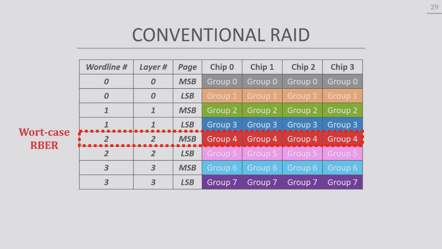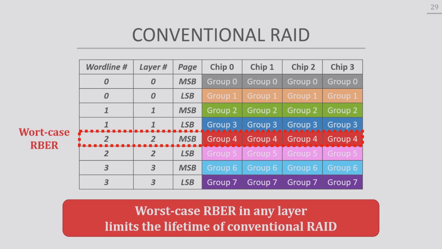However, this creates a problem because we're grouping together flash pages on the same layer. This means that in the worst case, there can be a worst-case group that is most likely to fail. And this limits the flash lifetime, because if this group has failed, we have to retire the entire flash block. And then this will reduce the capacity of the enterprise drive very quickly.